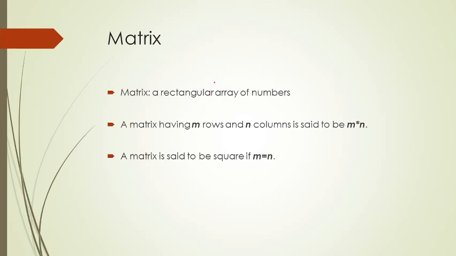A matrix is a rectangular array of numbers. For example, we usually use the square bracket to write it: a11, a12, a21, a22. It's rectangular, so we have rows and columns. A matrix having m rows and n columns is said to be an m by n matrix. If m and n are equal to each other, then this matrix is called square.